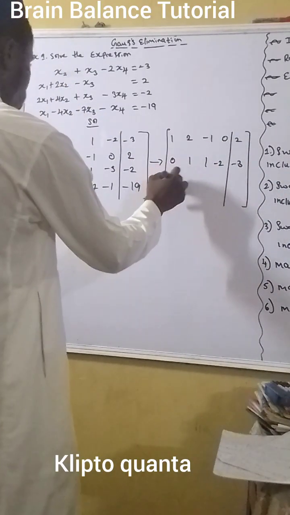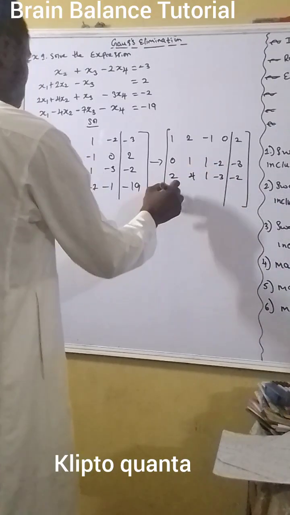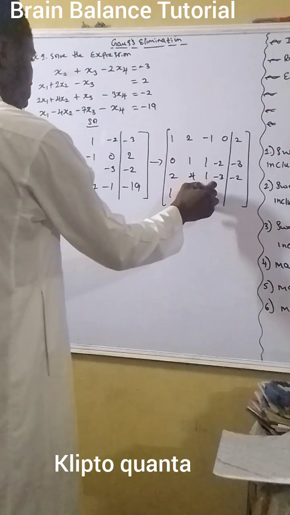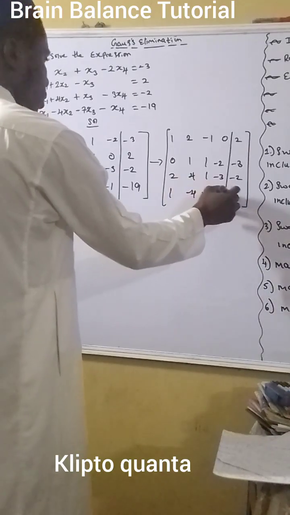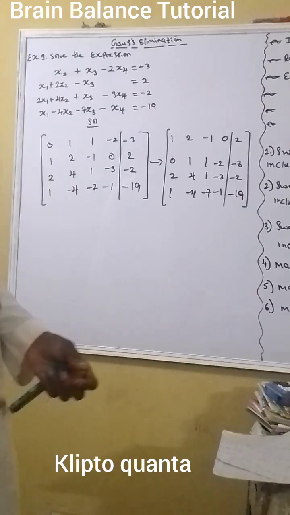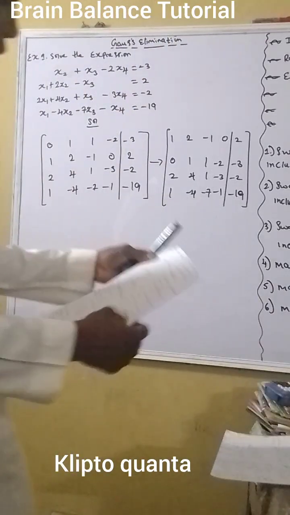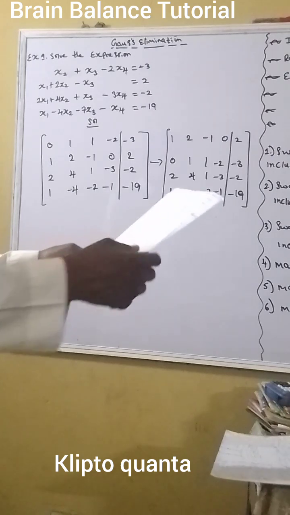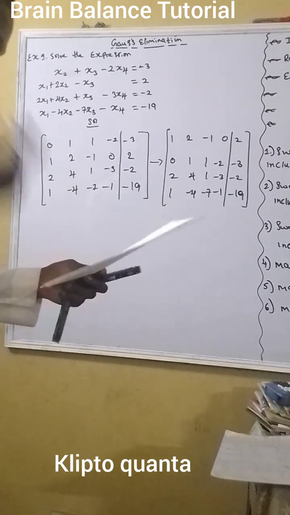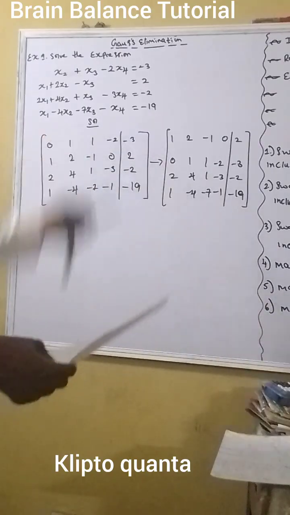So you have 2, 4, 1, negative 3, negative 2. Then we have 1, negative 4, negative 7, negative 1, then negative 19. Now, if you look at this now, this is much more convenient. So what was our rule, and what is the importance of the rule? The rule tells us that we can easily interchange, and we should have done that already. We interchange row 2 to row 1.